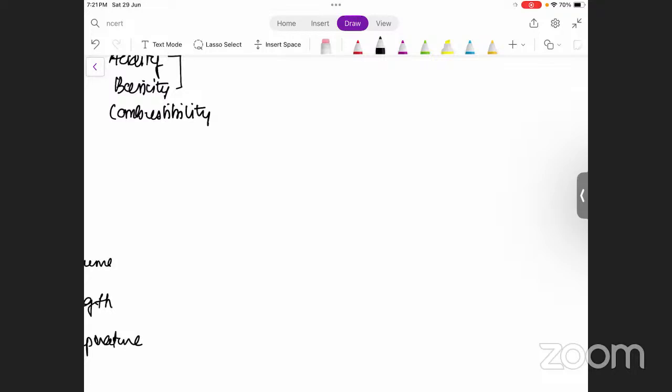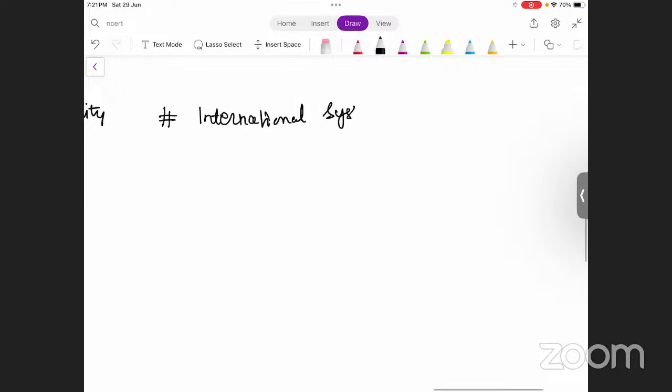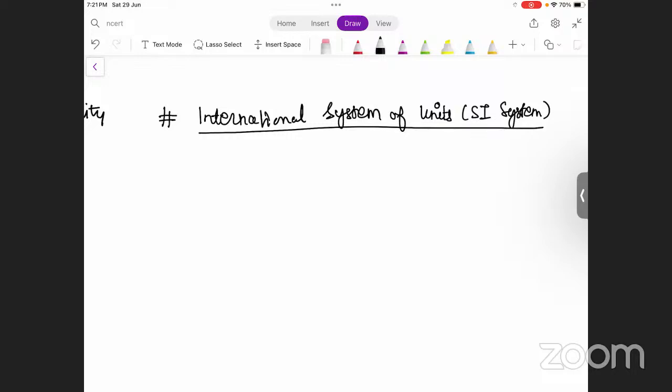The system that we will be using for measuring these quantities is the International System of Units, which is known as the SI system. Now quickly type Y if you know about the units in this system. Basically here we have 7 basic units.